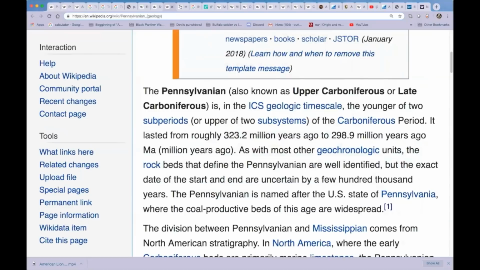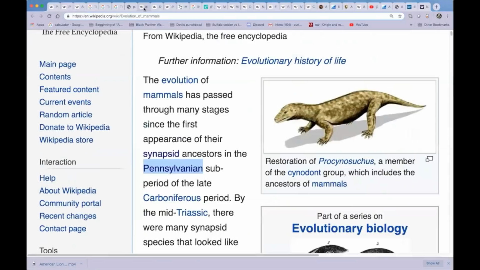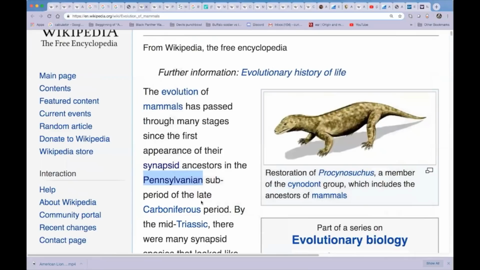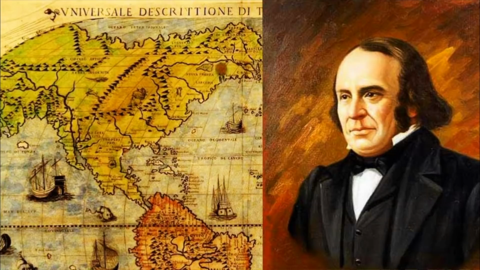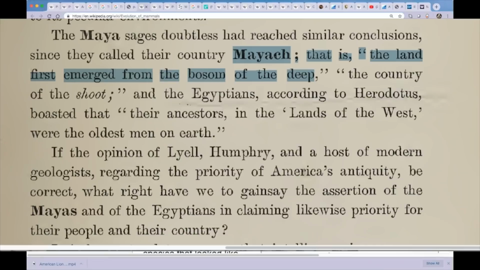The Pennsylvanian is named after the U.S. state of Pennsylvania, where the coal-productive beds of this age are widespread. It was mainly there. So what happened there? Again, mammals first evolved from there, Pennsylvania. We're talking about North America. We're talking about the oldest land out of the water. Remember part one? What did Louis Agassiz tell us? And now the Maya also, it's in their foundational mythology and history that they are the first out of the water, the Maya, from the bosom of the water they came up. If you read the Popol Vuh, it has the same story as Genesis, the creation story. So we're talking about the real old world.